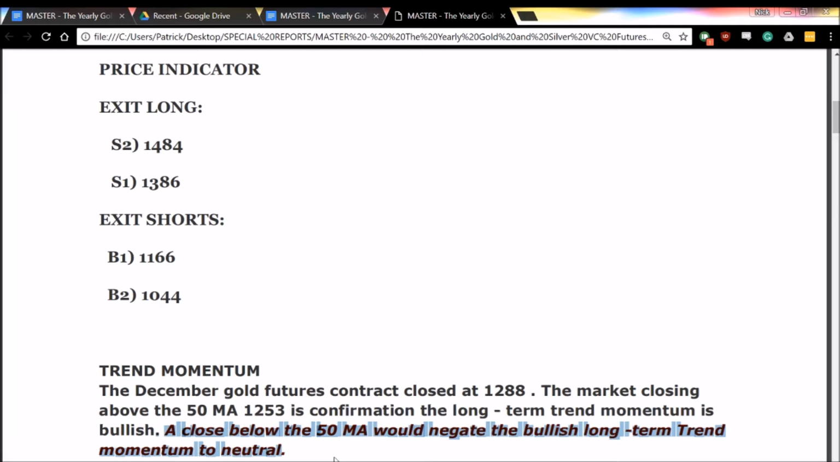And with the market closing at 1288, which is above the 50-day moving average of 1253, we're coming into this 12-month cycle that we use from September to September with a bullish sentiment, with a bullish trend.